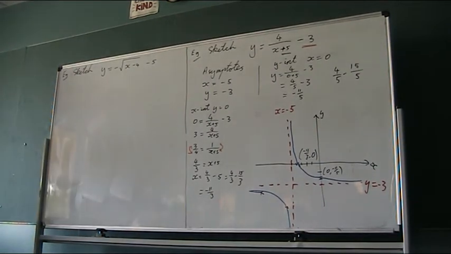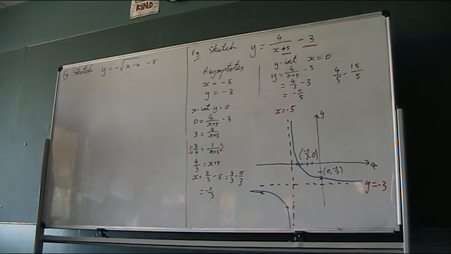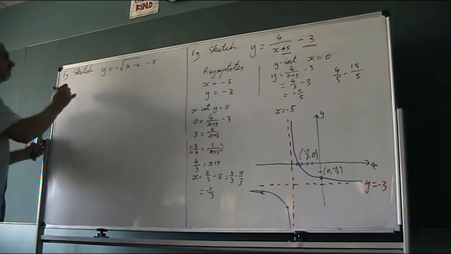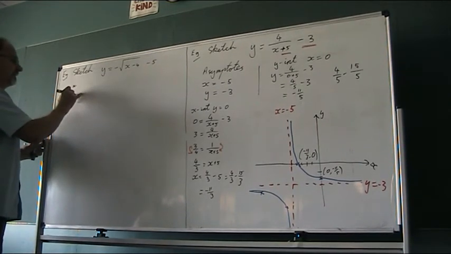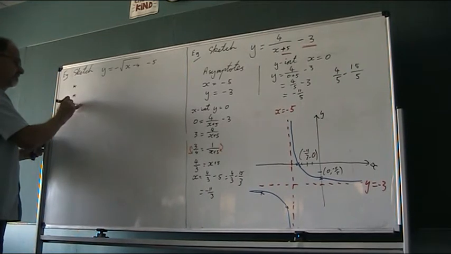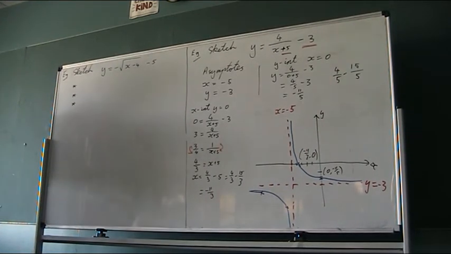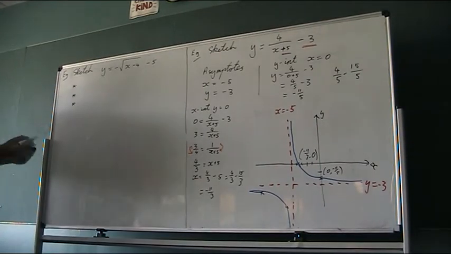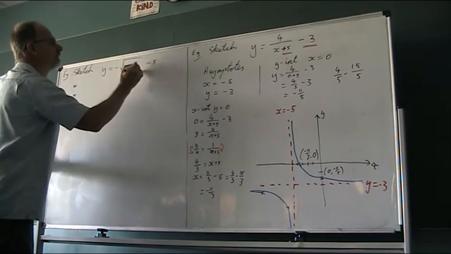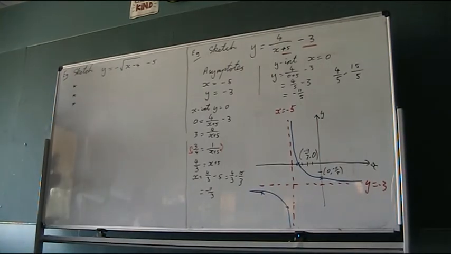Alright, square root graph. So y equals negative of the square root of x minus 4, minus 5. So let's have a look. What have we got? There's 3 transformations. Alright.